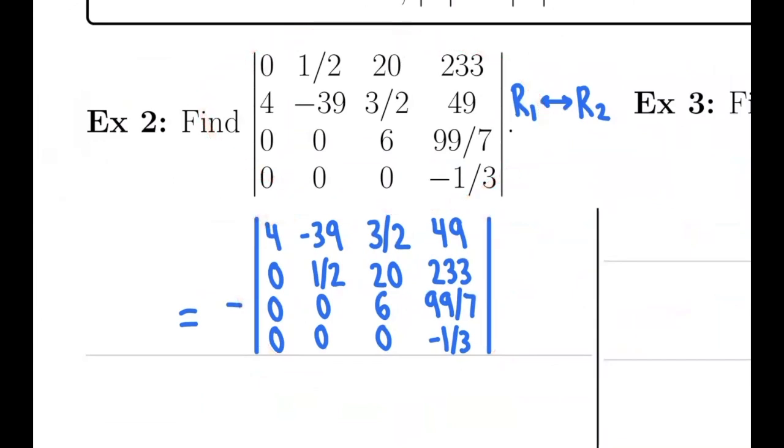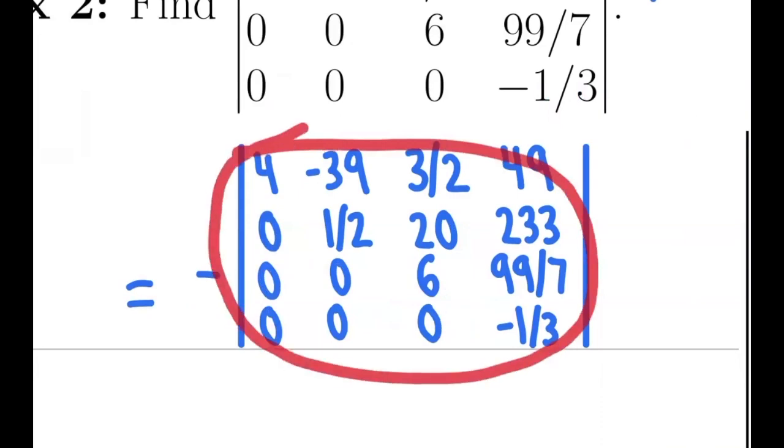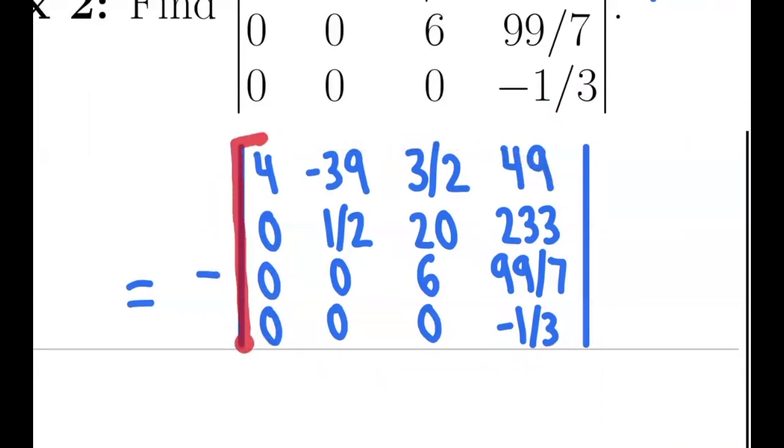So here's where the magic happens. This is the determinant of what kind of matrix? If this were a matrix right here, what kind of matrix would it be?